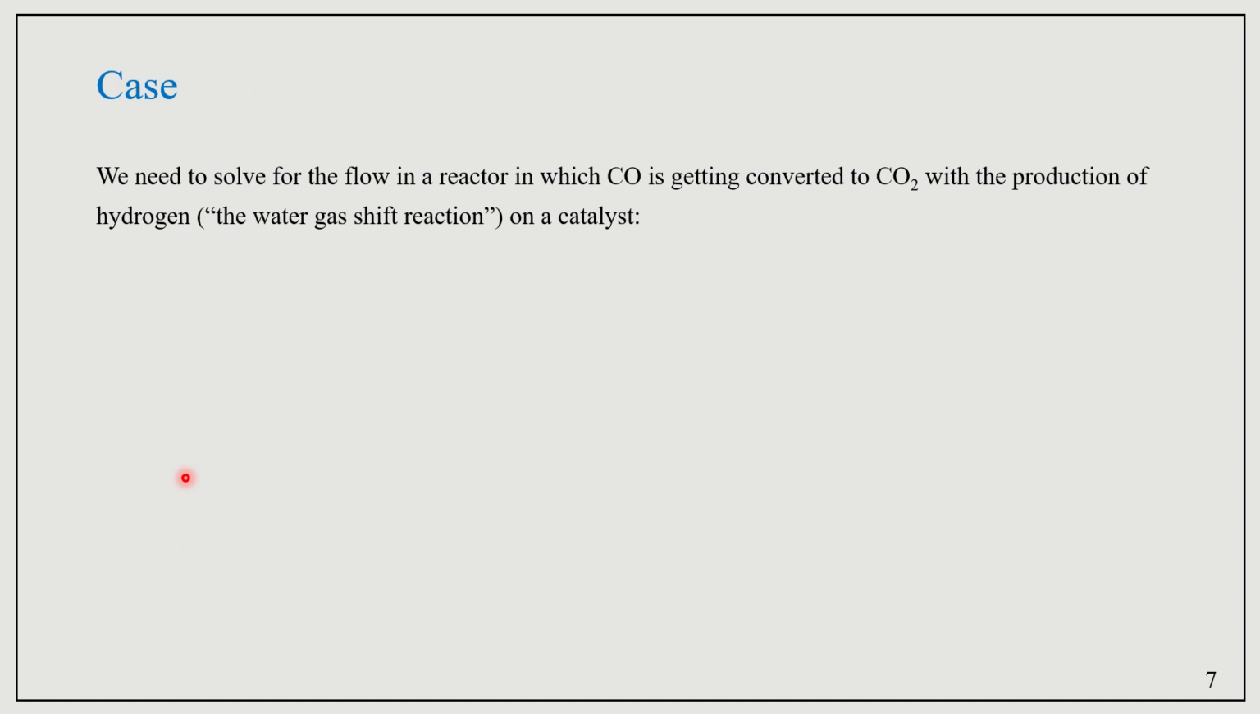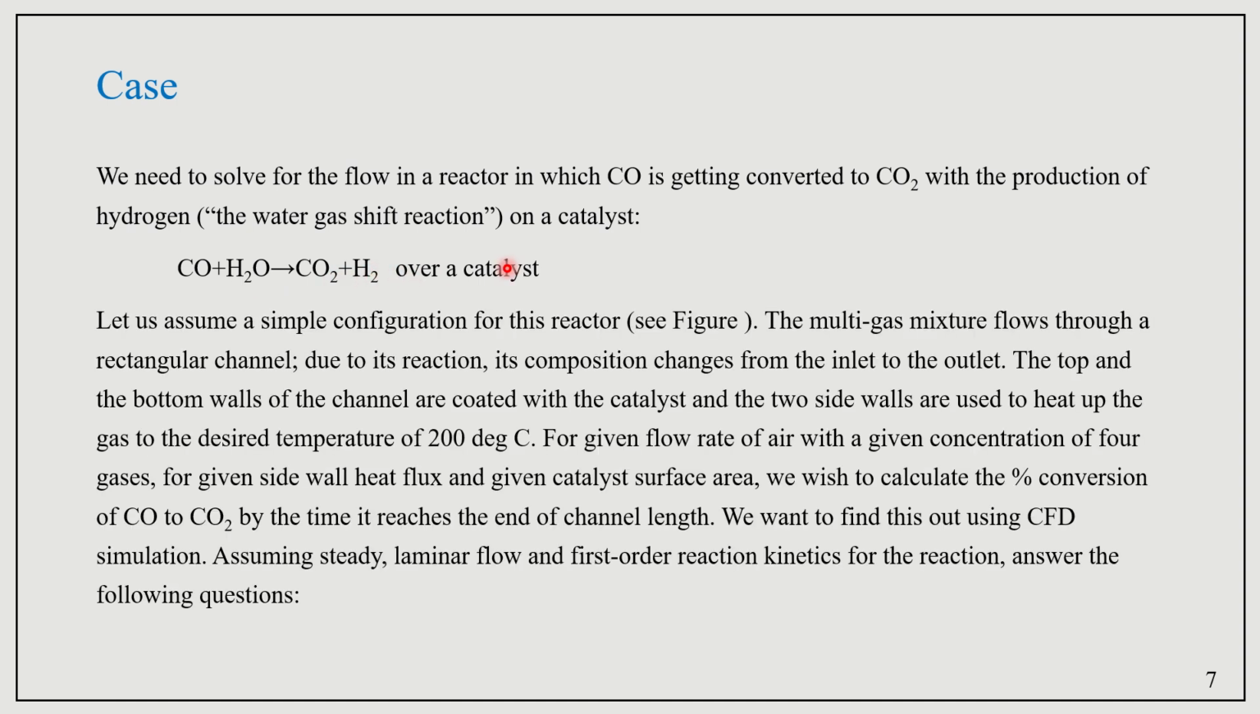So now we'll move on to the problems. We have two cases. The first case is this one. We need to solve for the flow in a reactor in which carbon monoxide is getting converted to carbon dioxide with the production of hydrogen on a catalyst. So it is a water gas shift reaction: carbon monoxide plus water giving carbon dioxide plus hydrogen over a catalyst. Let us assume a simple configuration for this reactor.